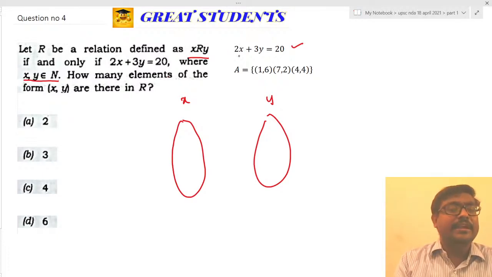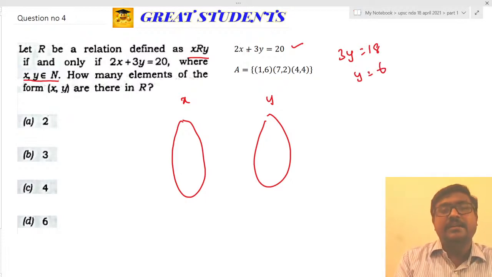Natural numbers start with 1, right? So I substitute x equal to 1. So 2x becomes 2. Here 20 minus 2, 18 will be there. So I will get 3y equal to 18, and from this, y equal to 6. So when x is 1, y should be 6. So (1, 6).